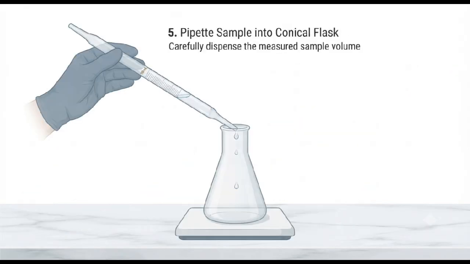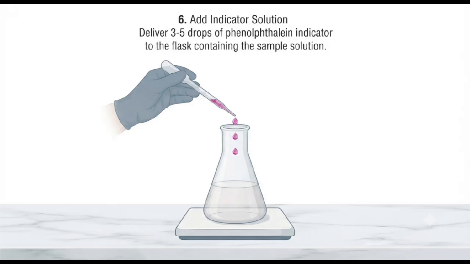Pipetting sample. Using a calibrated pipette, transfer an accurately measured volume of sample into a clean conical flask. Add the required solvent, reagent, or buffer according to the analytical procedure. Adding indicator. Now add the specified amount of a suitable indicator. If the method uses a visual endpoint, the choice of indicator depends on the chemistry of the titration and the expected endpoint.